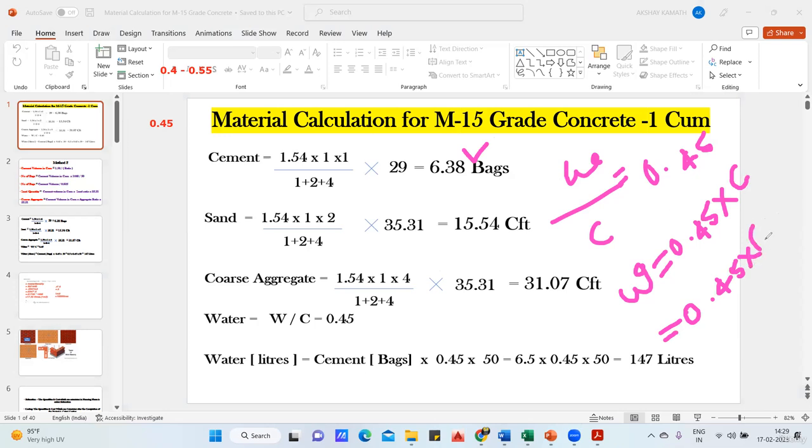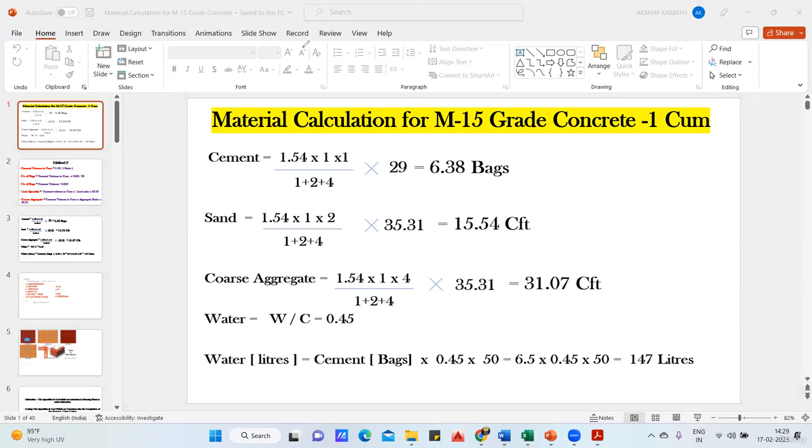That is 6.38. And I also know that one bag is 50 kg, because I have 6.38 bags and I want to convert to weight. So I'll multiply this by 50. Whatever answer I get, I'll get it in liters, because water is a volume, right? Water should be in volume, so it will come in liters. This much is understood? Great. The same thing I've explained to you here.